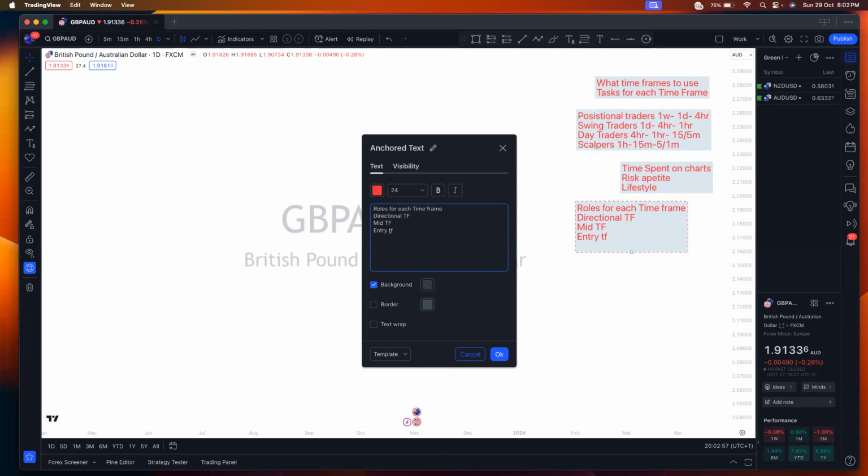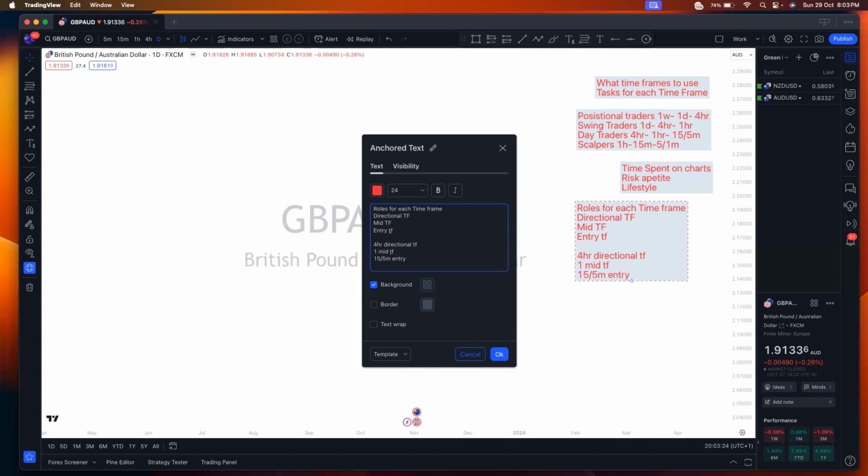A day trader, we said, uses the 4 hour time frame, 1 hour time frame, and then the 15 minutes time frame. Your 4 hour time frame is going to be your directional time frame. Your 1 hour is going to be your mid time frame, and then your 15 minutes or 5 minutes time frame is going to be your entry time frame.